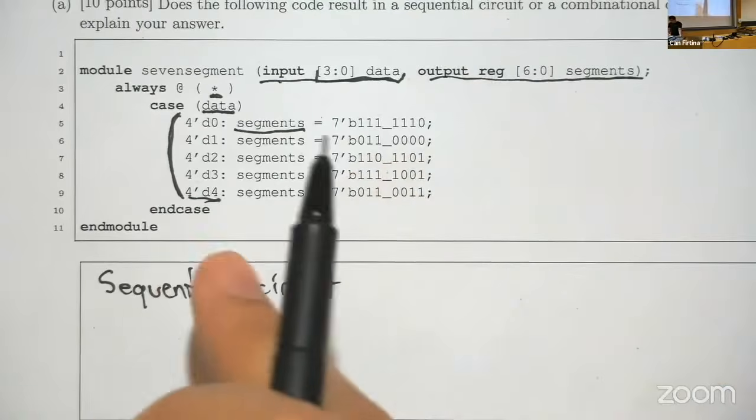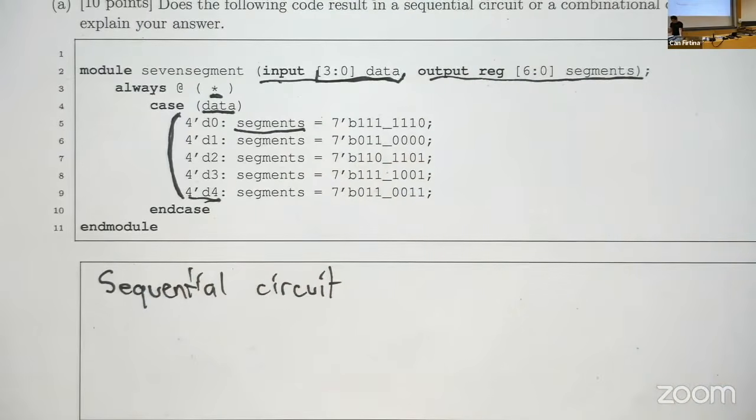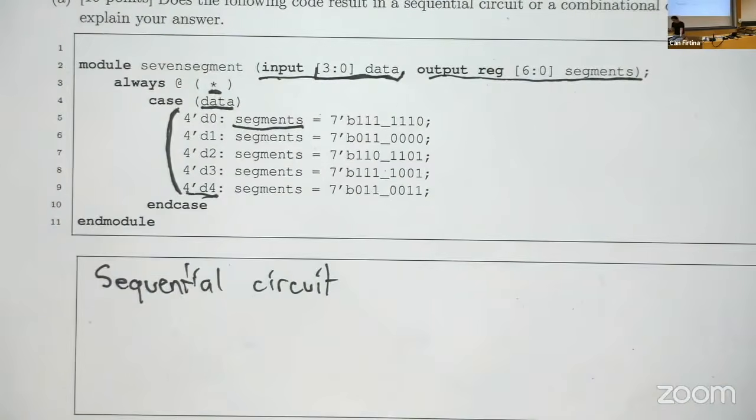Now, because we don't have an assignment for other values of data here, what this will output as a circuit is some circuit that's going to hold a state for the segment's output. So basically, when the data is 4'd5, like data encodes the value 5, this statement won't reassign the value of segment, so it needs to remember it. That's why it will essentially end up generating probably a latch in your circuit.